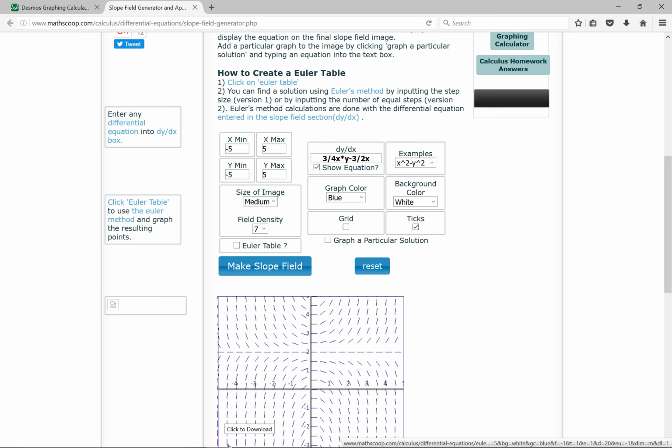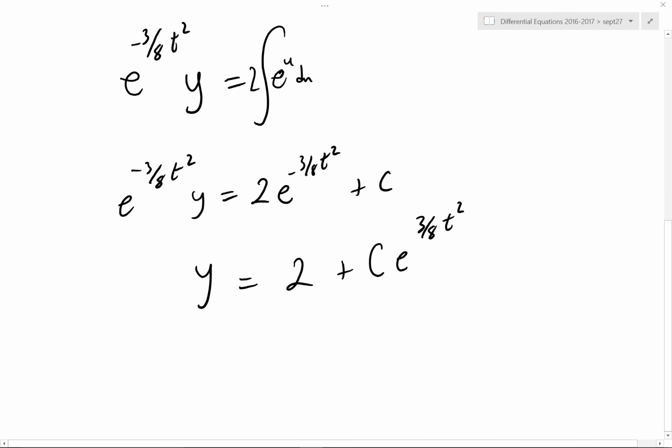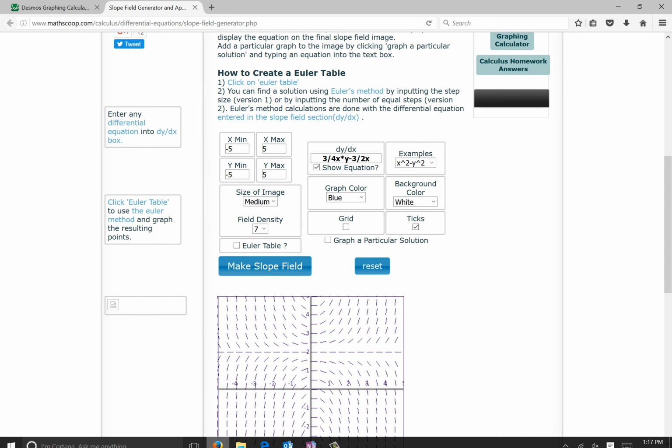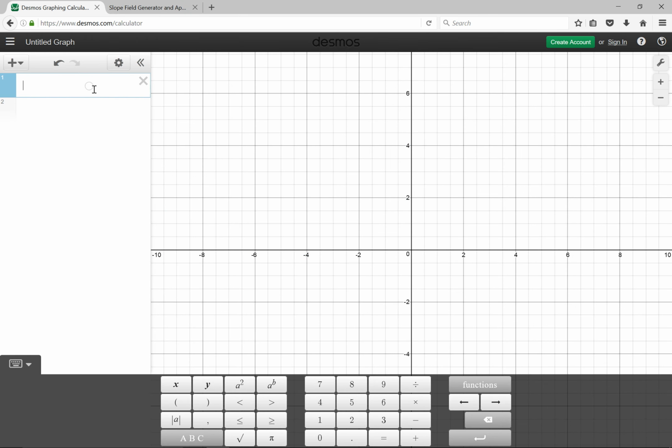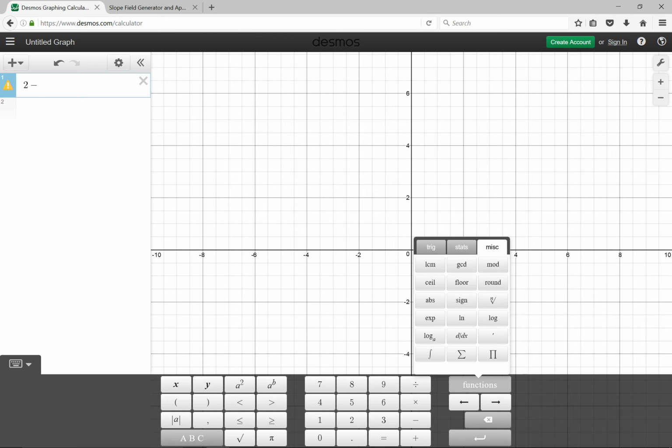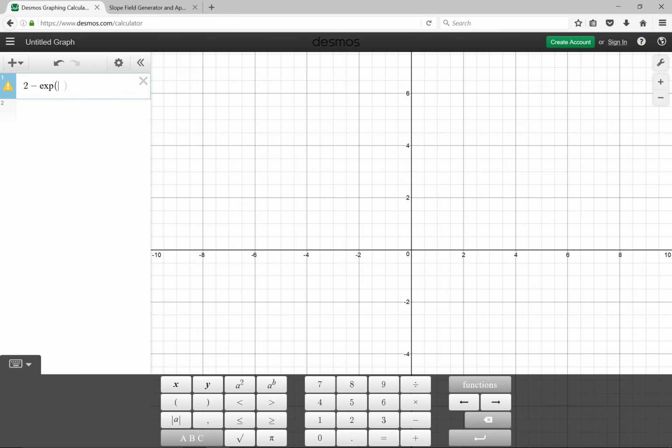But now, what if I had an initial condition of 1? Well, then I'm going to see a deal like this going on. If I said the initial condition was 1, well, then this obviously is negative 1 right here, yes? And if I graph that on the Desmos, I get 2 minus e to the what? Negative 3 halves? The negative 3/8. That's right.